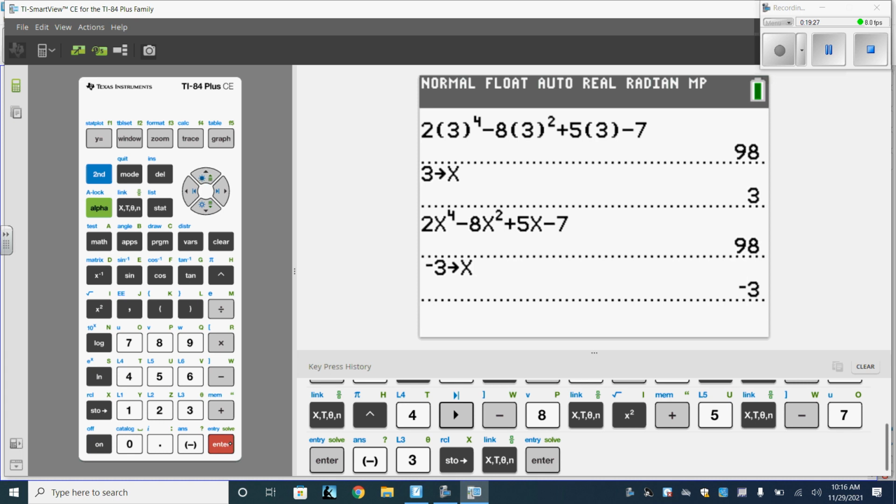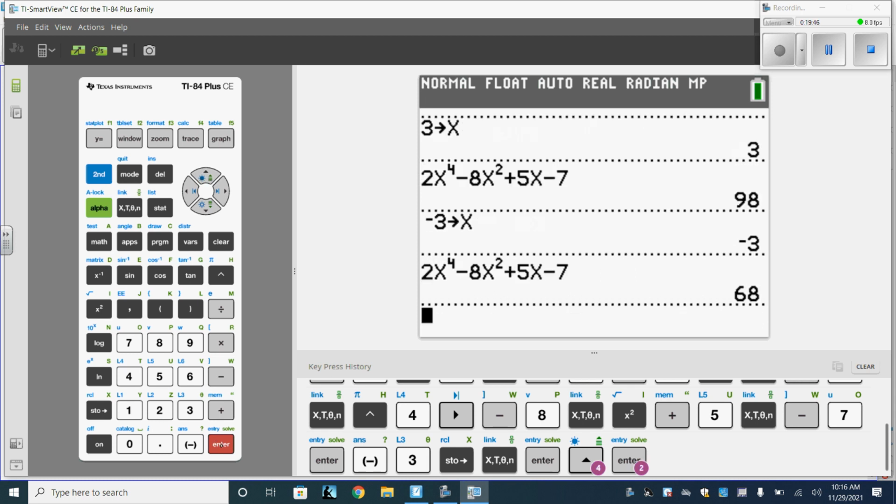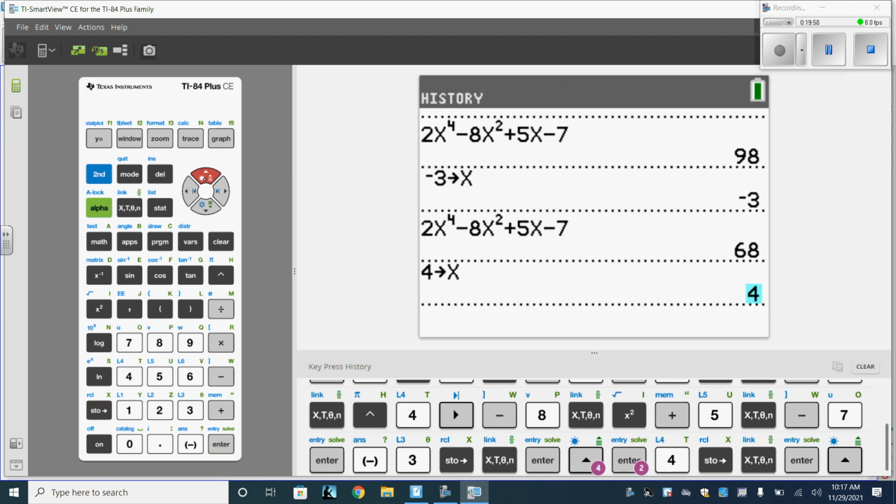Now, I could go back and type it all in, but as we've seen previously, I can come up here and select the function, yes? And if I hit enter, it'll bring it back down. Did we change what the value of x was? Yeah, we said it's -3 now, so if I hit enter, at -3, it's 68. Let's say I wanted to find it at 4, so I can say 4 sto x, enter, so it tells us that it's 4. Come back up here, select it.